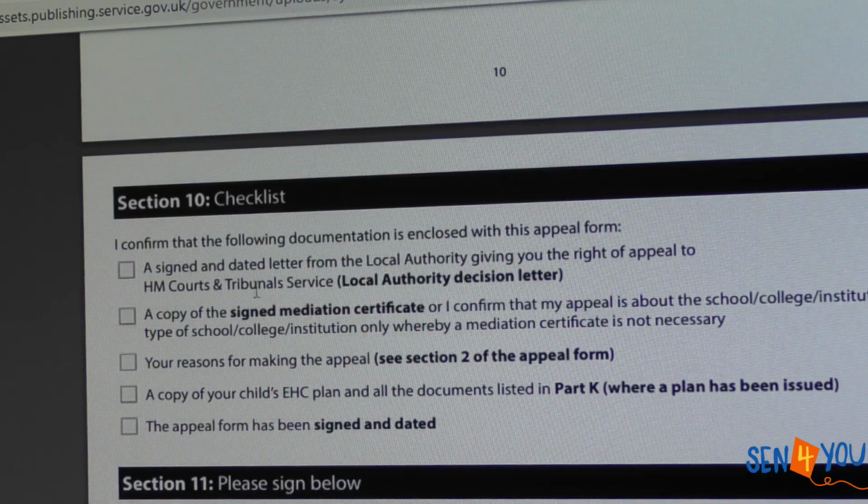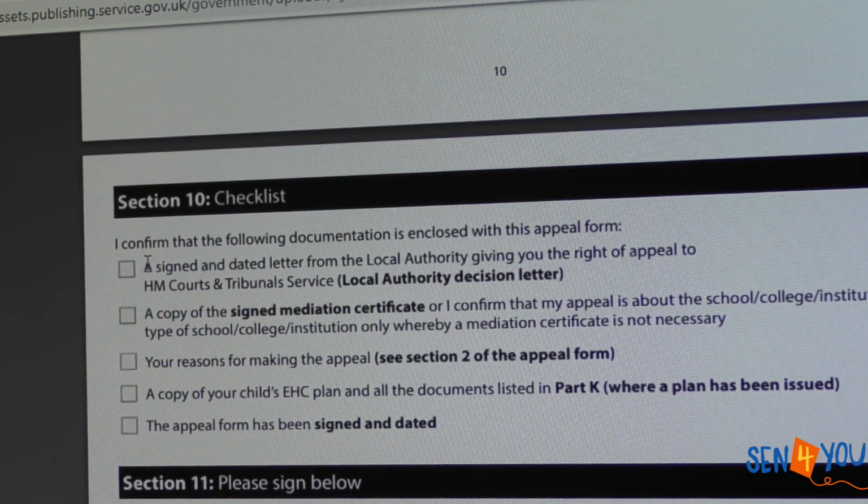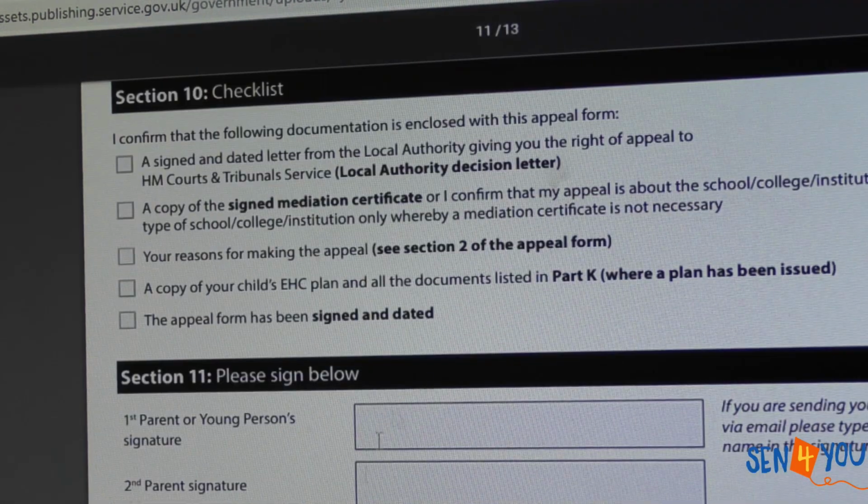When you submit the form, they give you a checklist of the things that you have to send with it. So you have to send a copy of the letter that you receive from the local authority, which gives you your right of appeal. You have to have the mediation certificate, if that is applicable. You have to have your reasons for making the appeal, so that's section 2 of the form, and any other attachments in Word that you've got and filled in. You need to send a copy of the EHC plan and the appendices if you've got them, and then you need to sign the appeal form in the relevant box here.